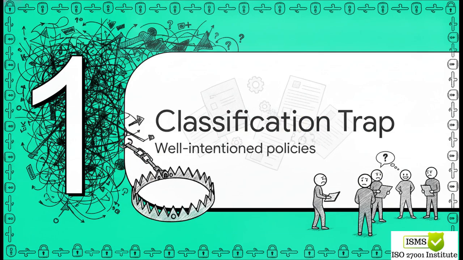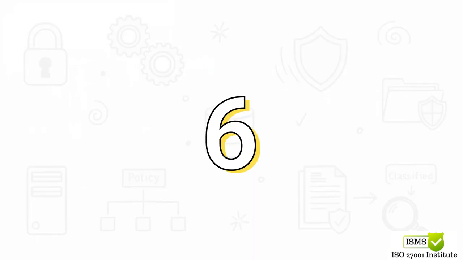Section 1. The Asset Classification Trap. Let's look at how well-intentioned policies actually end up backfiring. Establishing too many classification tiers, say 6 really complex levels for data categorization, might seem exceptionally thorough to an auditor designing the system from a desk. You've got public, internal, confidential, restricted, secret, top secret.